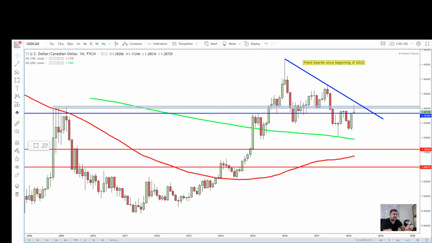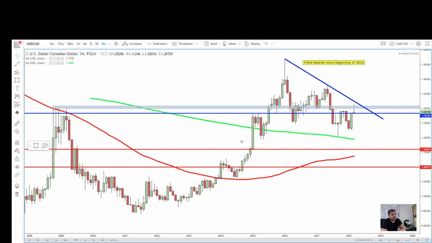The first chart I want to look at is dollar CAD, which you can see on the screen at the moment. First thing I want to do is analyze this from the monthly time frame. I think it gives us the best picture of where price is potentially going. As you can see on the monthly chart, we have been trending bearish since the beginning of 2016. That's the high there, the peak, then a lower high here, and potentially we're forming another lower high in this region of this trend line around here.